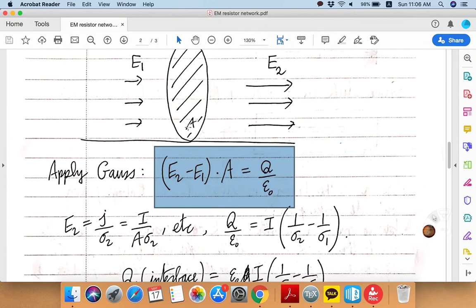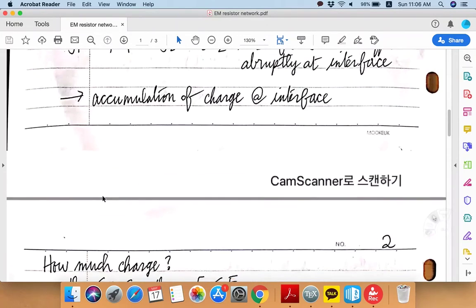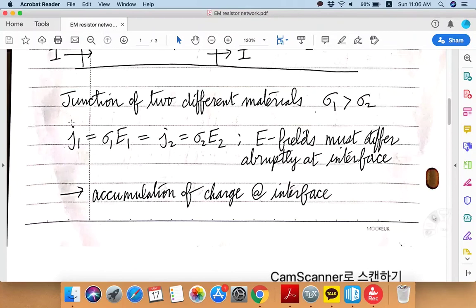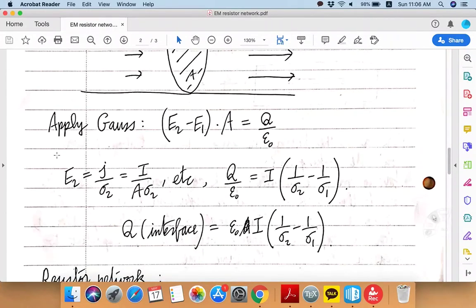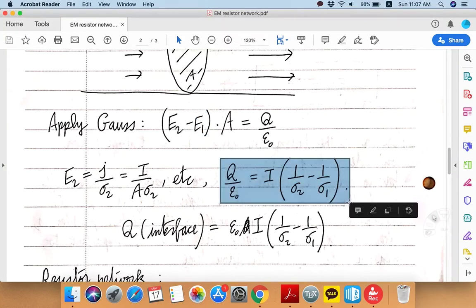Okay, so now let's bring in these old equations we wrote down over here and use that to write the electric field in terms of the current density, and write the current density in terms of the current, and so on. And then plug these expressions back into the electric fields E2 and E1, which will then, after some cleaning up, give you this relation.